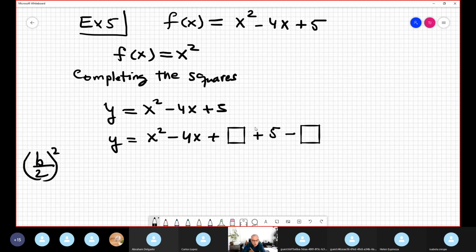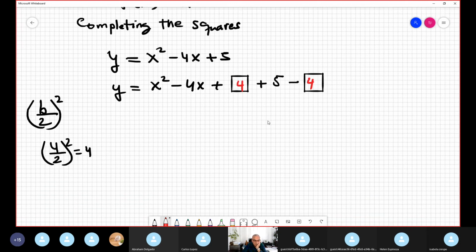It's the same formula that we use. B is 4 in our example. I don't care about the sign. The 4 divided by 2 is 2, squared is 4. The magic number that you introduce here is 4. In order to not affect my equation, you're subtracting 4. But now it's ready to factor. The factorization of this trinomial is x minus 2 squared, and 5 minus 4 is 1.